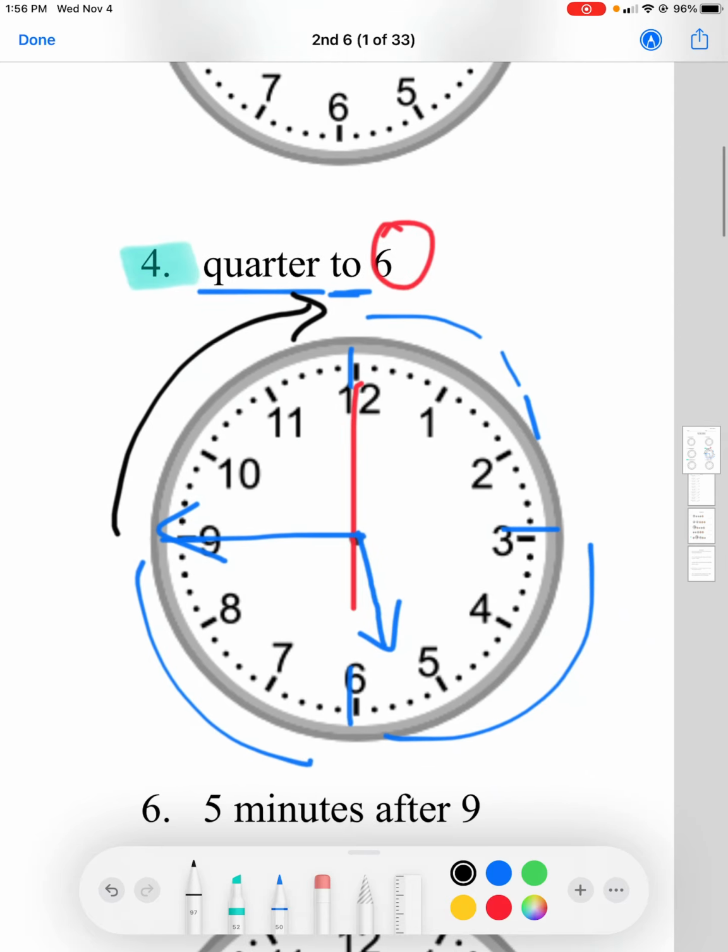So if it's 1/4, it means it's going to be the last quarter before it turns 6. So it's going to still be 5, and we have 15 minutes. So you can think of this as 15 minutes to 6, or 15 minutes before 6. That'd be 5:45.